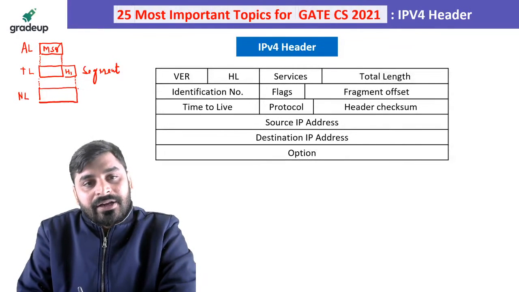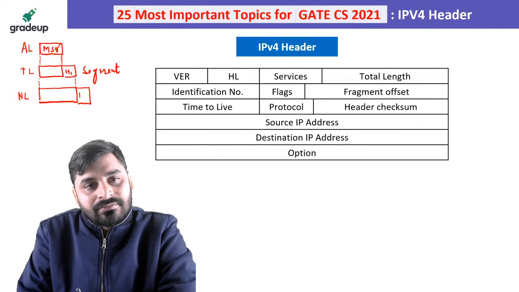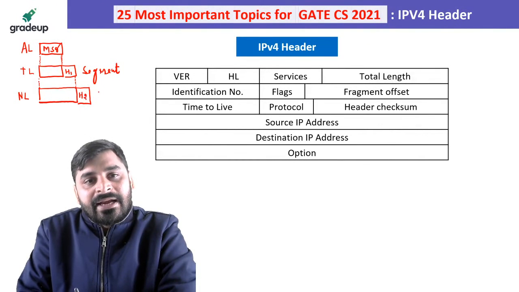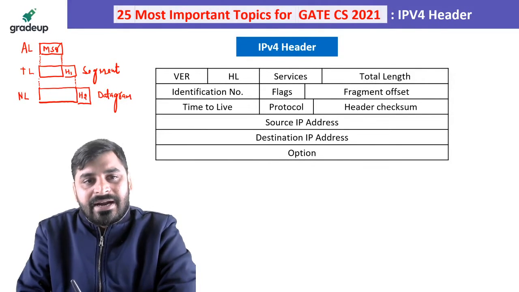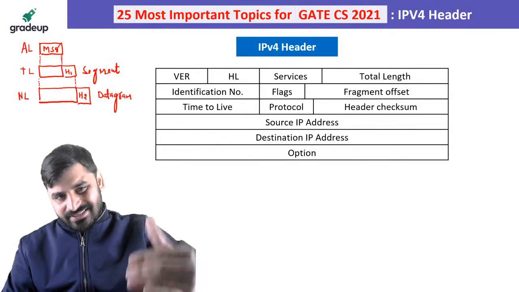So what will the network layer do? The network layer attaches the H2 header, and the packet name at the network layer is datagram. The network layer sends the packet to the data link layer. I'm not discussing the layers below here.